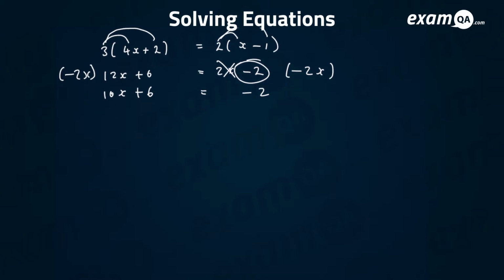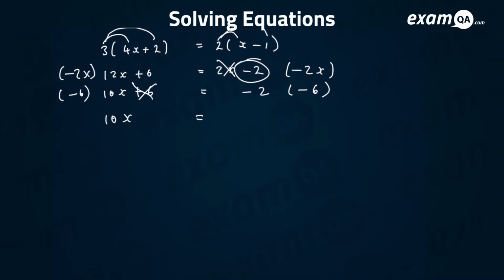And how do you solve this now? Well, we've got all the x's onto one side. We just need to bring this plus 6 and get rid of it, basically. Bring it to that side. Well, what's the opposite of plus 6? Minus 6. So I'm going to do minus 6 to both sides. Now that plus 6 has vanished, I'm left with 10x, and that's equal to minus 2 minus 6, which is just minus 8.